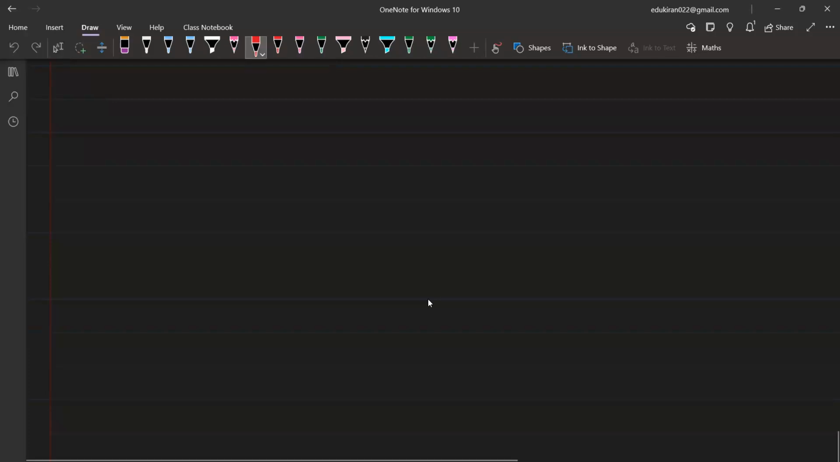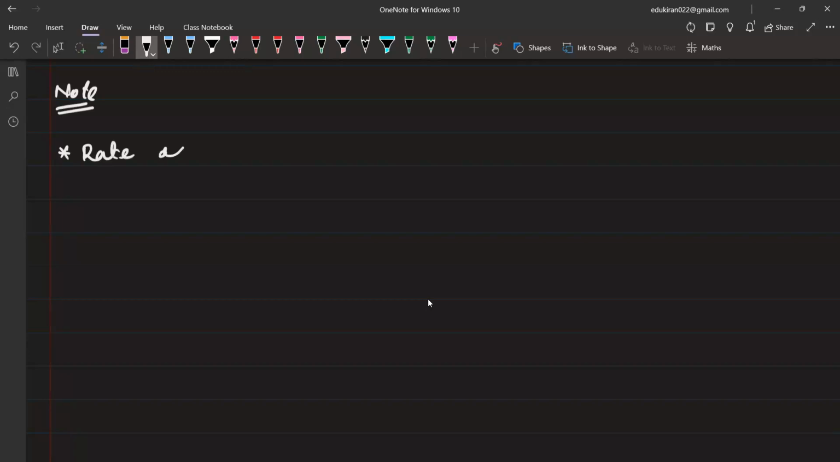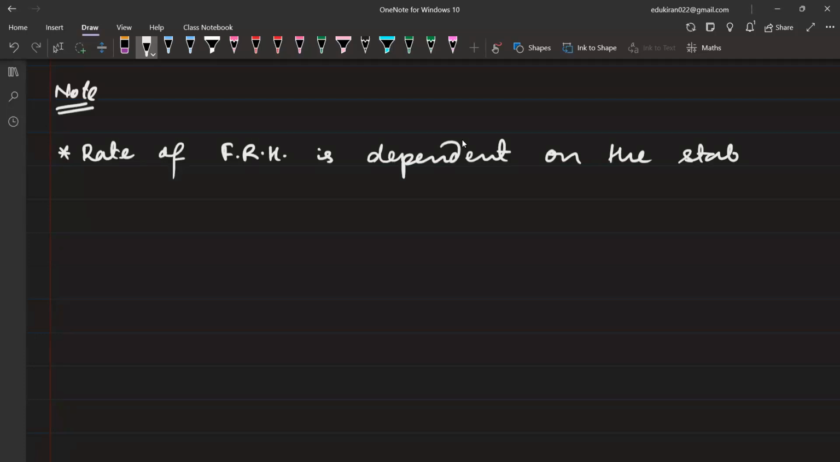Okay, write a few questions. Let's write a note first of all. The note you write: rate of free radical halogenation is dependent on the stability of the carbon free radical.